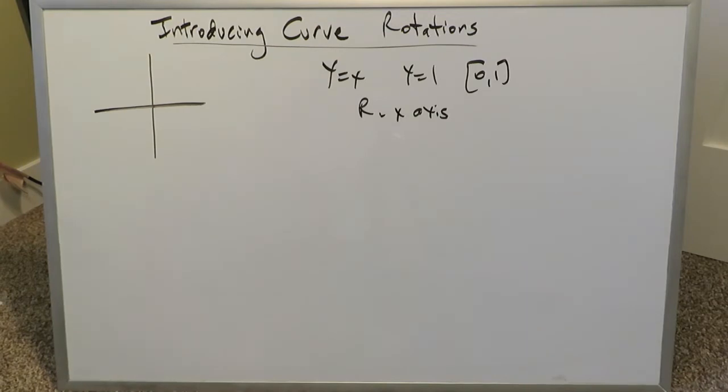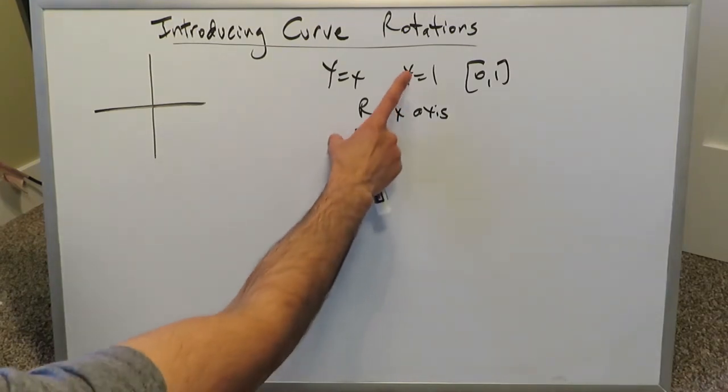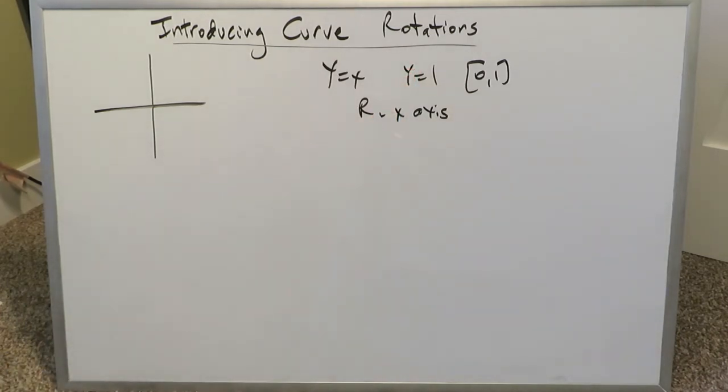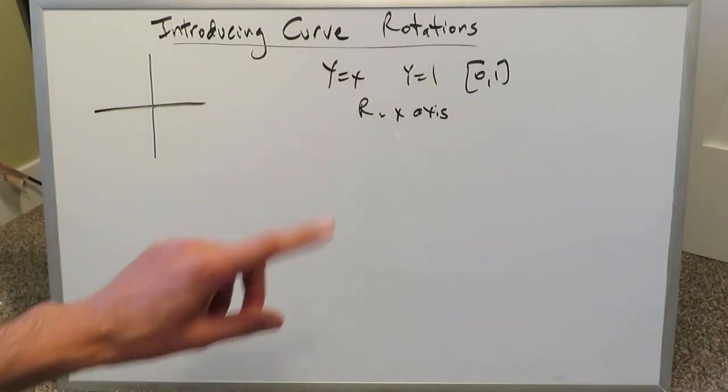Now the second type of movement you need to be familiar with is what I'll show you next, because a different type of cross-sectional slice appears. Here we have two functions. We have y equals x and y equals 1.